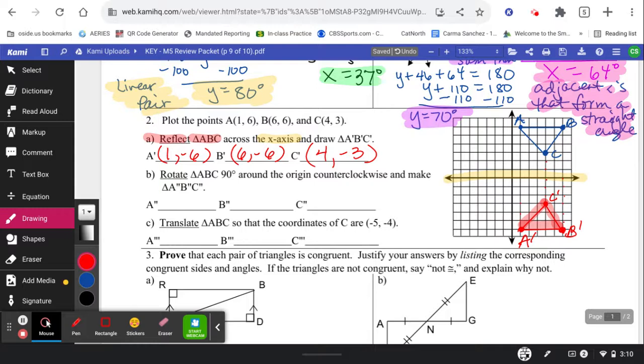Translate, so the coordinates of C are -5, 4. So -1, 2, 3, 4, 5, down 1, 2, 3, 4. Okay, so C is going back 1, 2, 3, 4, 5, 6, 7, 8, 9, and down 1, 2, 3, 4, 5, 6, 7. So this is technically going back 9 and down 7.